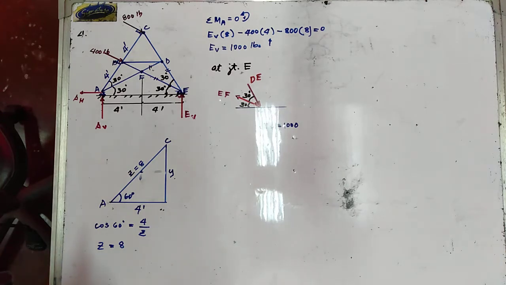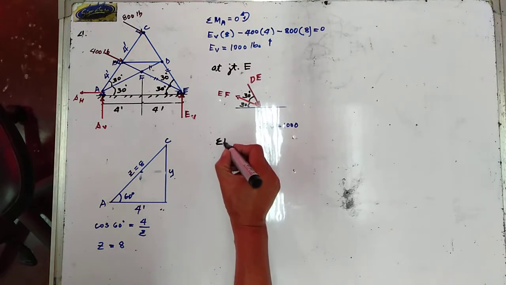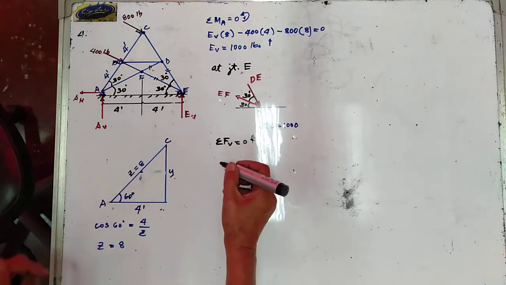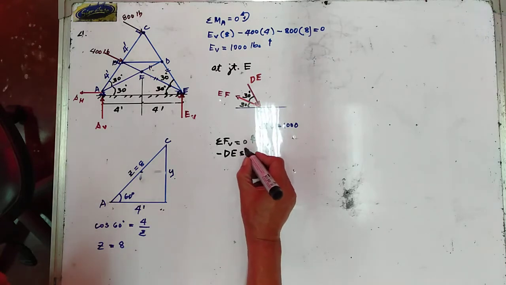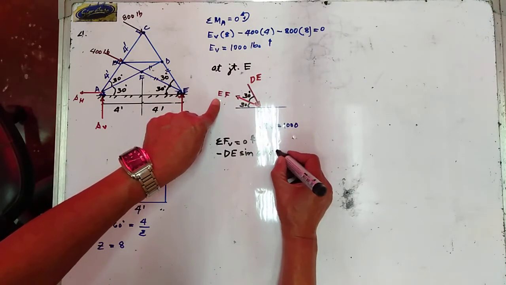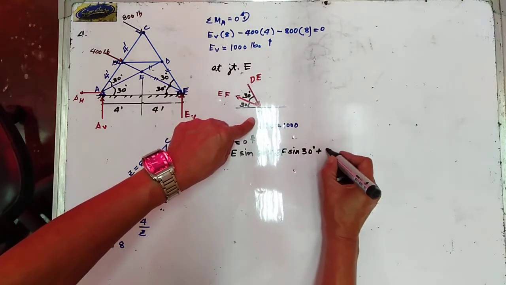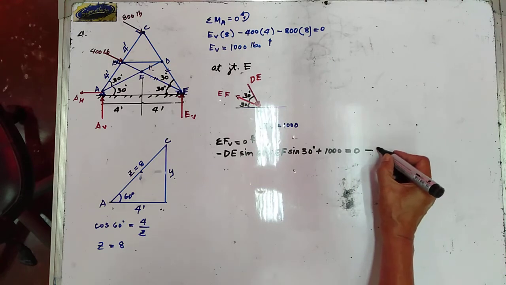Now, let us try to get summation of forces vertical is equal to 0, upward forces positive. So we have the vertical component of DE, that is minus DE sine of 60 degrees. So that one is 60 degrees. Plus the vertical component of EF, which is EF sine of 30 degrees, plus 1,000 is equal to 0. So let us consider this one as the first equation.